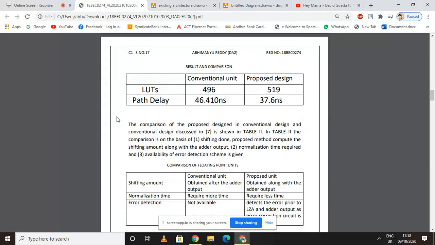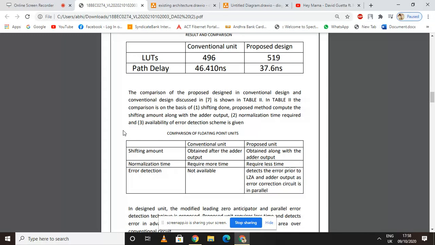This is Table 1. This is the LUTs and this is the path delay. These are the conventional unit timings and these are the proposed design timings. The comparison of the proposed design and the conventional design is shown in Table 2. In Table 2, the comparison is based on the shifting amount, with the proposed method computing the shifting amount along with the adder output, and also the normalization time required, and it's also based on the availability of an error detection scheme.